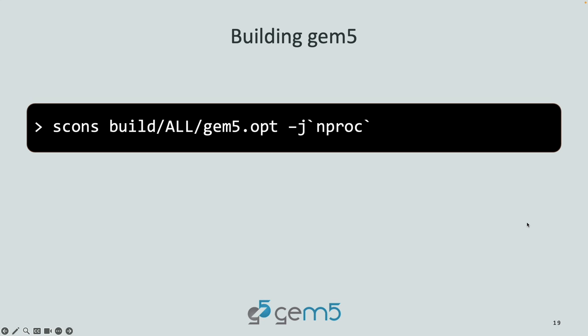In the terminal, you're gonna do scons, and then this. Sometimes I just feel like this is a random stream of words, but build/ALL, and that has to be all capitals, ALL, /gem5.opt, and then this J flag at the end is the number of threads. I've said mproc here, but also 4 is fine.